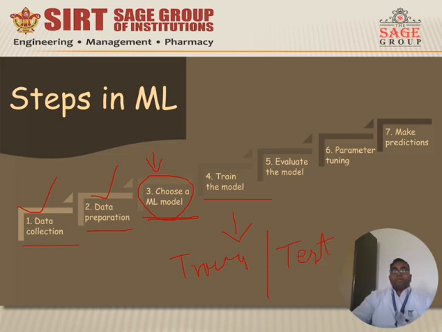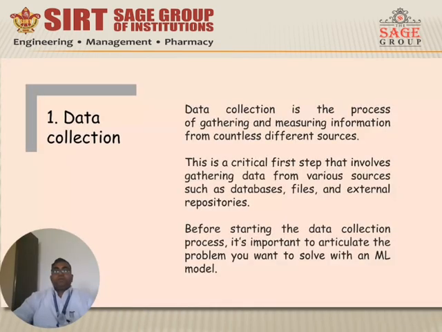Generally, a 70-30 ratio is used to divide the data into training data and testing data. Using the training data, we train the model. Once the model is trained, we evaluate it using testing data. After that, we do parameter tuning, and finally we are able to make predictions using that machine learning model. So these are the basic steps. Now let's take the steps one by one. The first step is data collection.